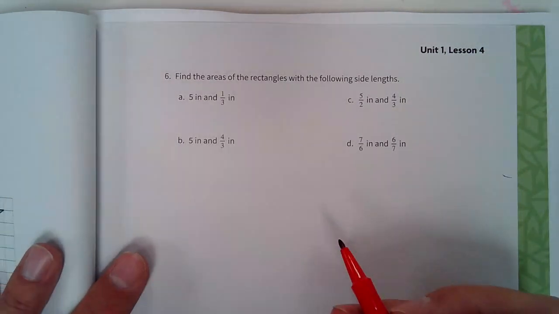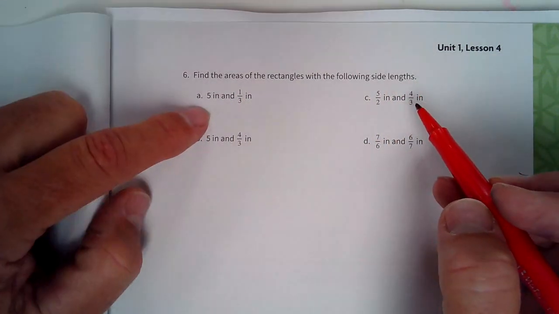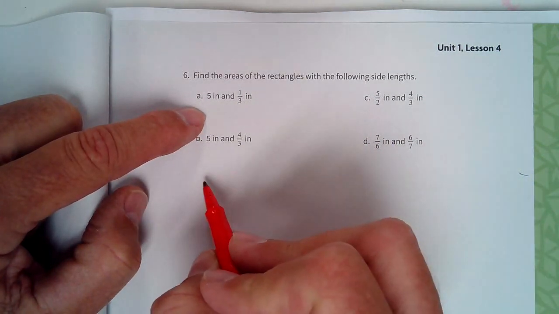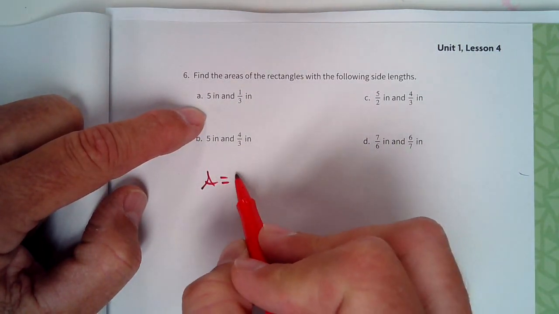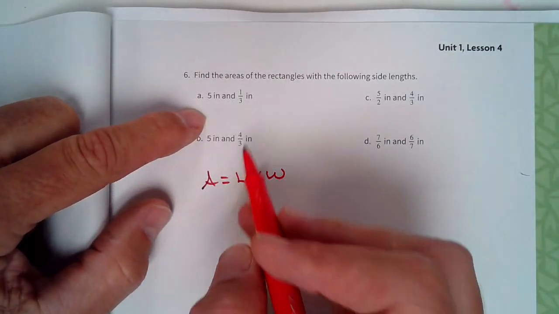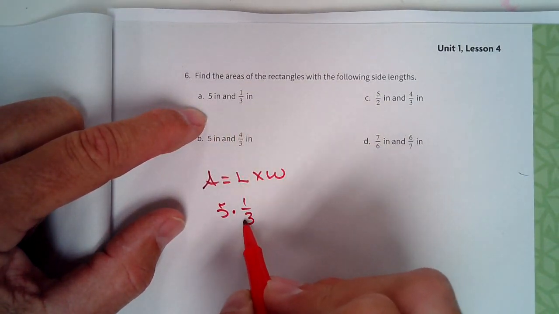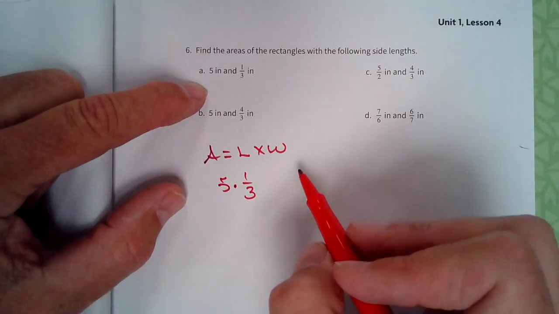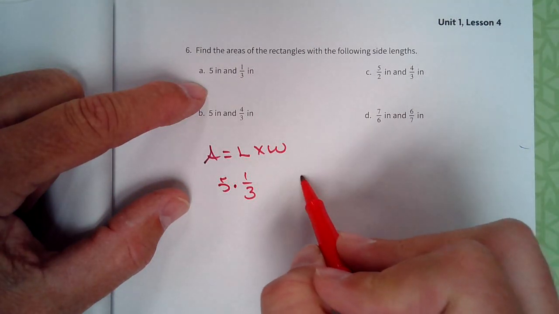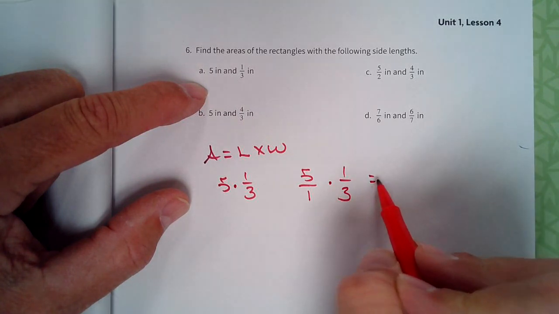All right. Real quick here, it says find the area of the rectangles with the following side lengths. So they don't show you a picture of the rectangle, but what is the formula for finding the area of a rectangle? Length times width. And just a real quick review. So we have 5 times 1/3. So just to remind you guys, if you multiply a whole number by a fraction, you turn that whole number into a fraction, and then you just multiply straight across.